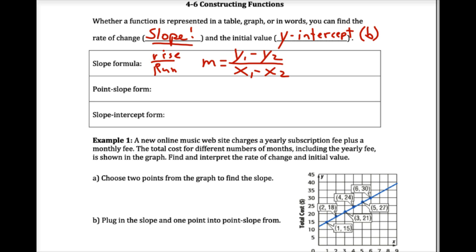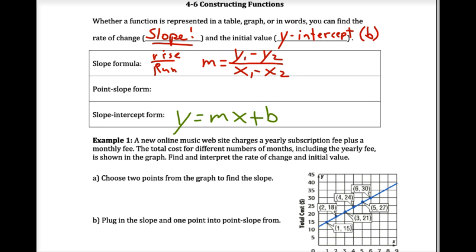Skip point slope form for the time being. Let's go to what Natalia mentioned right off the bat. You all know slope intercept form. y equals mx plus b. There's our slope, the rate of change, and there's our initial value, or y-intercept. So our goal is going to be able to write this equation based on what kind of information we have.